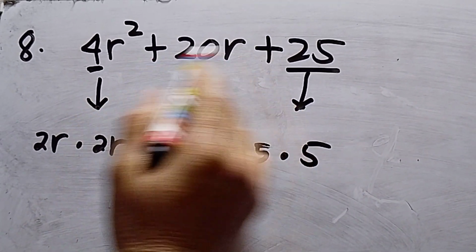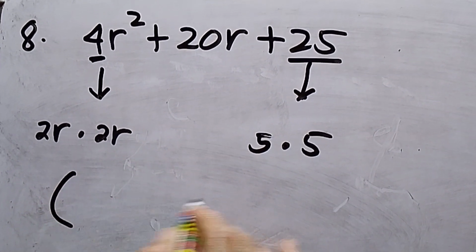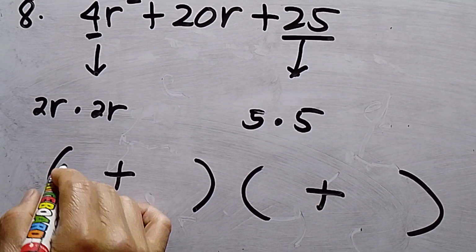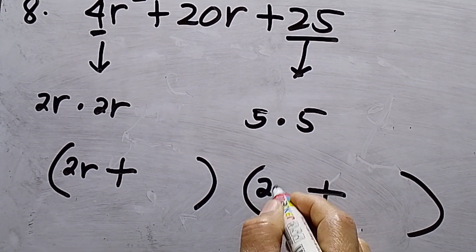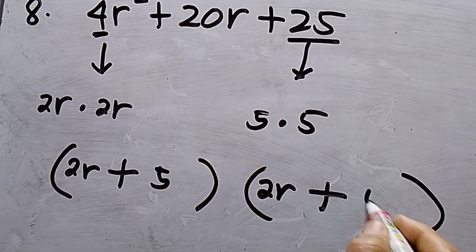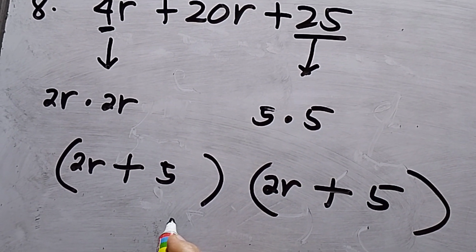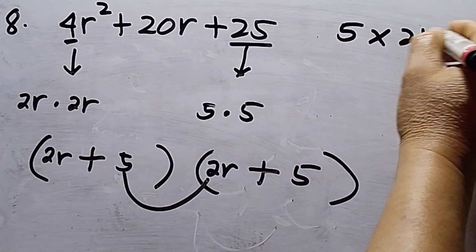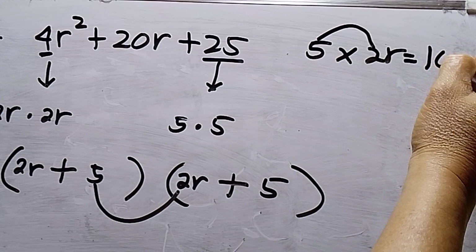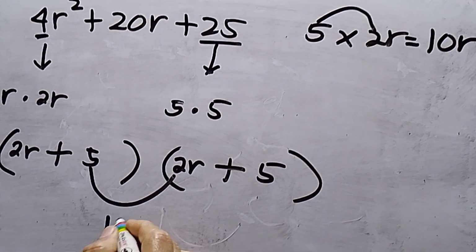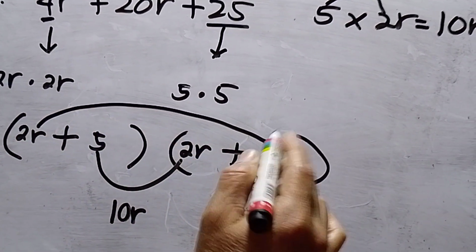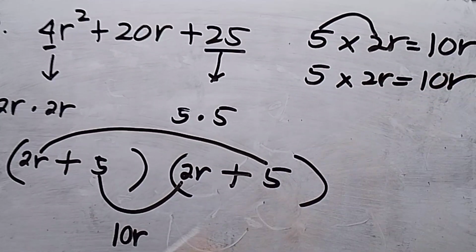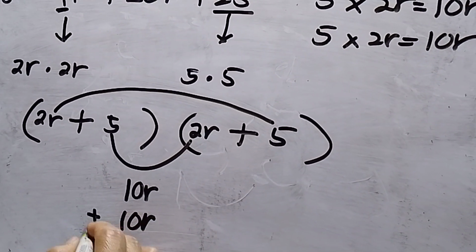Since the signs are all positive, so the factors will be positive also. So this will be 2r, then this will be also 2r, then 5. So let us check. 5 times 2r. 5 times 2r. So 5 times 2 is 10. Just copy the variable. So this will be 10r. Then how about this one? 5 times 2r also. So this will be 10r. So 10r plus 10r, this will be 20r.